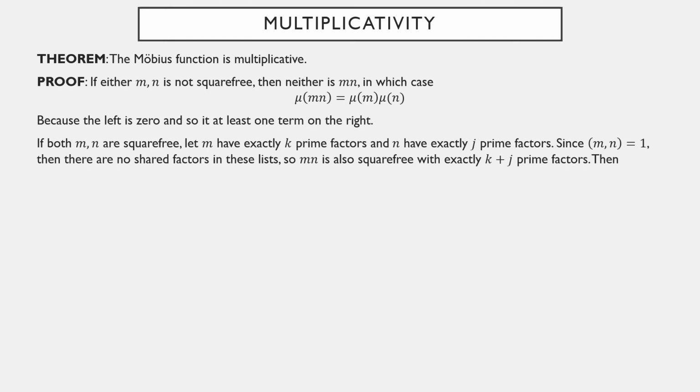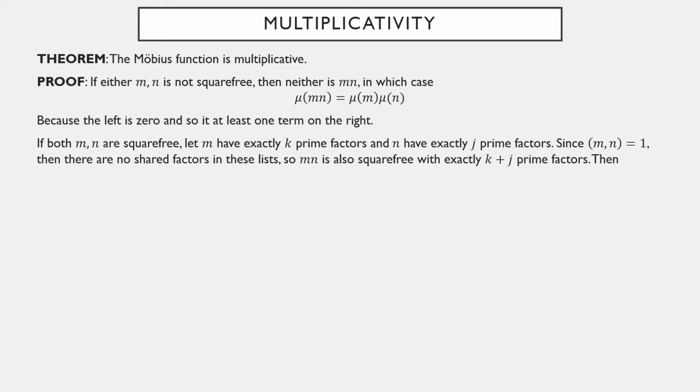Now let's suppose that both m and n are square-free, meaning their prime factorization is just a list of distinct primes all raised to the first power. Okay? Suppose m has exactly k prime factors, and n has exactly j prime factors. They both have prime factorizations with no repeated primes, so count how many are in the factorization of m, and let's say that's k. Count how many are in the factorization of n, call that j.